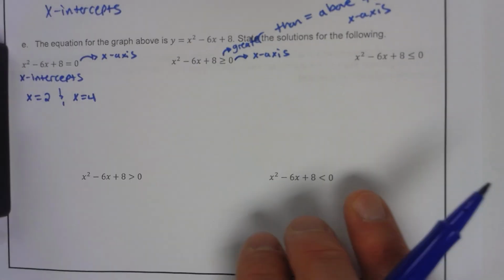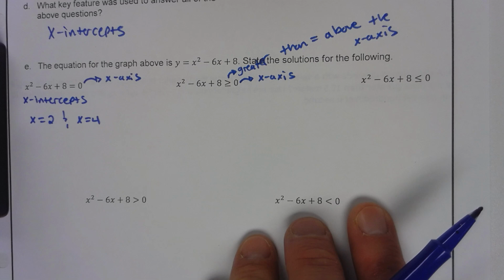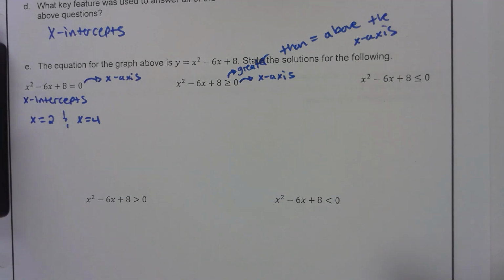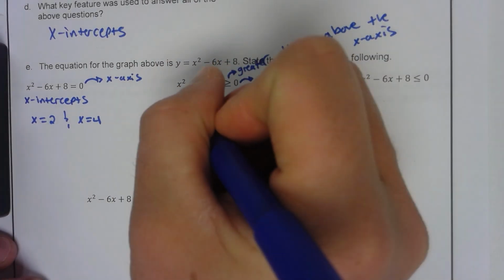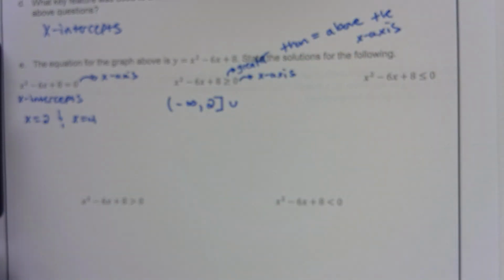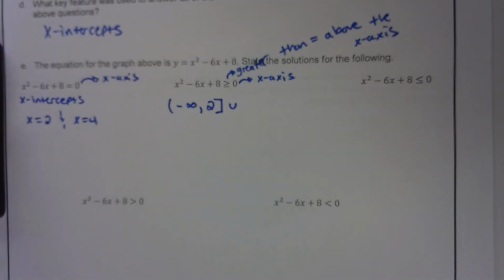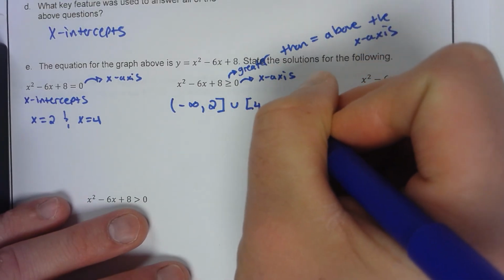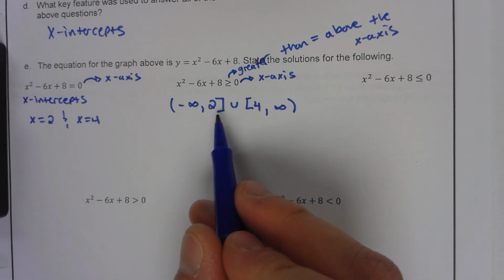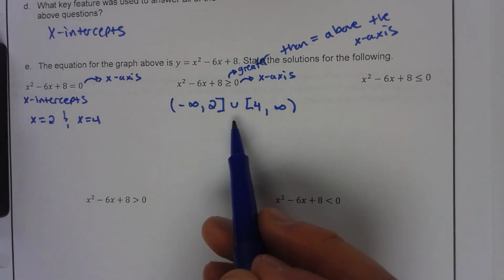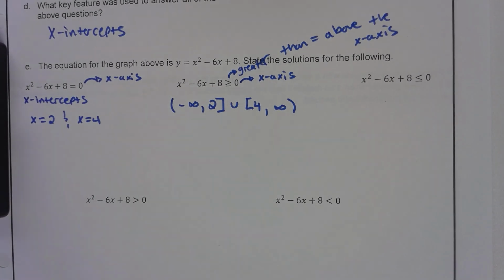The solutions, when we write these up more formally, we're going to use interval notation. So the quadratic is greater or above the x-axis on the interval from negative infinity to 2. And remember, we use that union symbol when we have multiple intervals combined. So then the other piece of this interval is from 4 to infinity. Now notice that I use these square brackets here. These square brackets are referring to the equal to part, right?